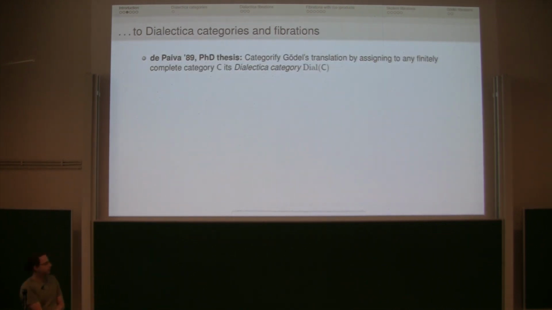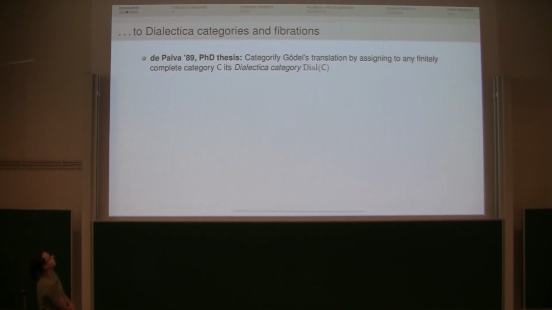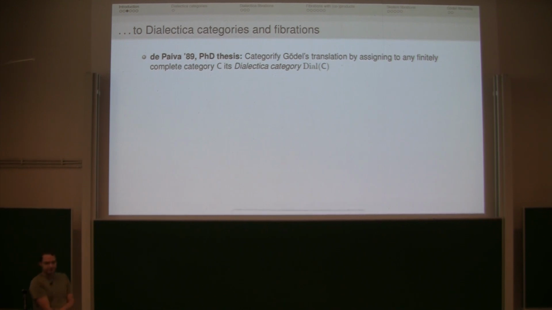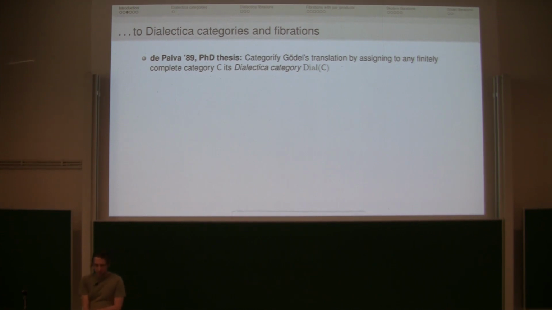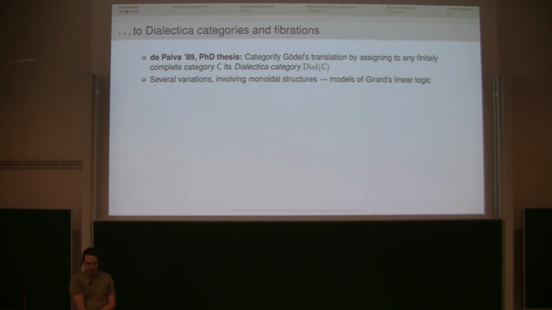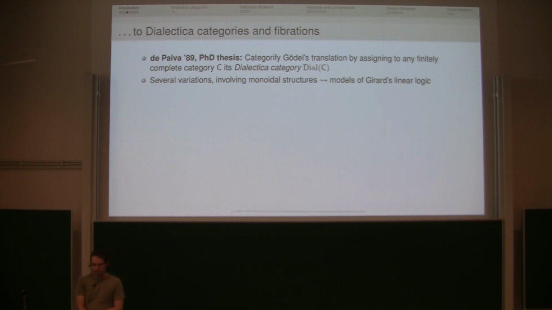So as the saga continues: Valeria de Paiva, in her 1989 PhD thesis, introduced the categorification of Gödel's Dialectica interpretation, where she lifted this to the level of categories by assigning to any finitely complete category C a new category called the Dialectica category of C. Some uses that she explored in her thesis and in later work were variations and complications of this involving monoidal structures, giving models of linear logic.